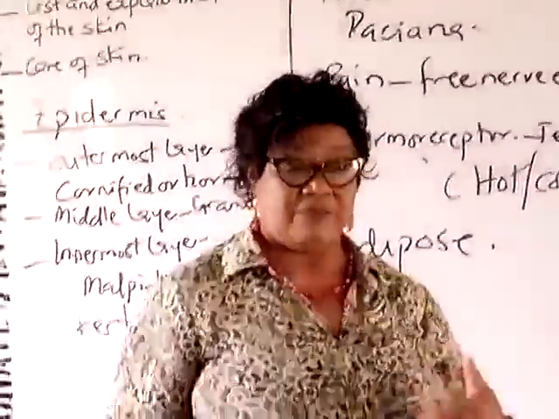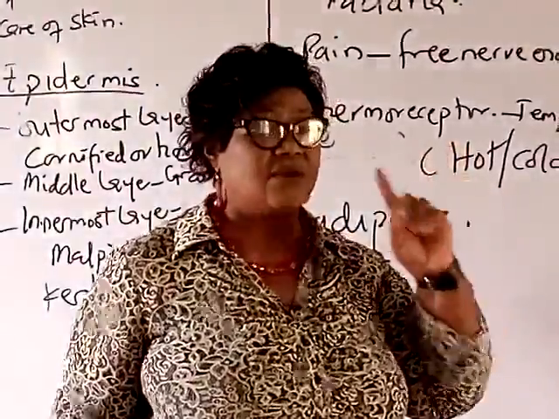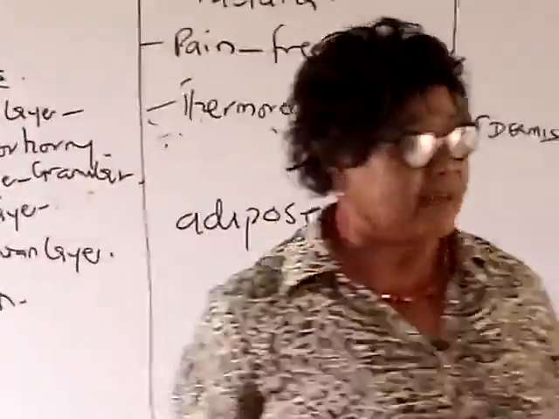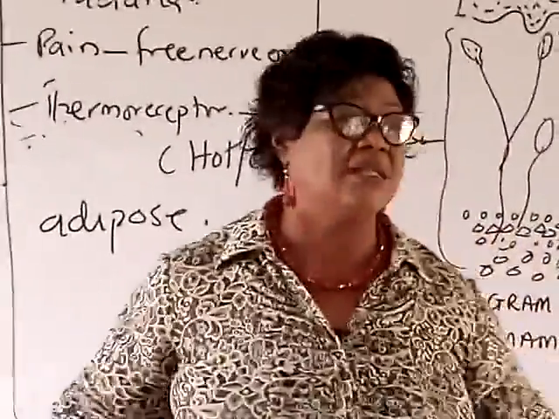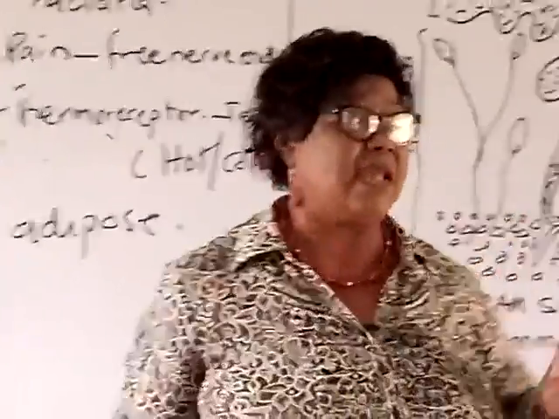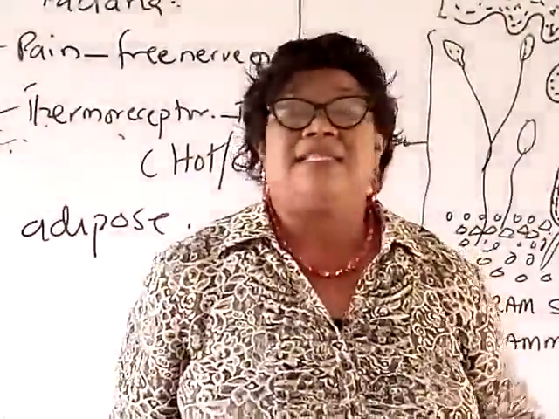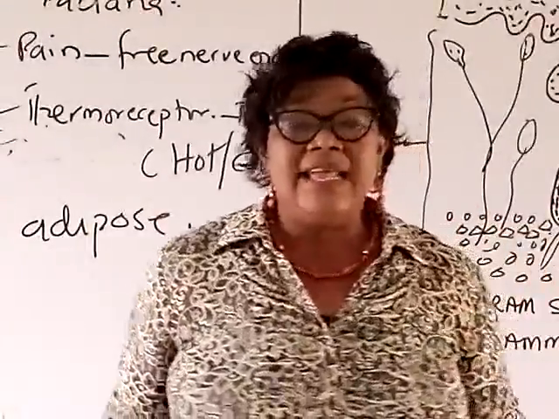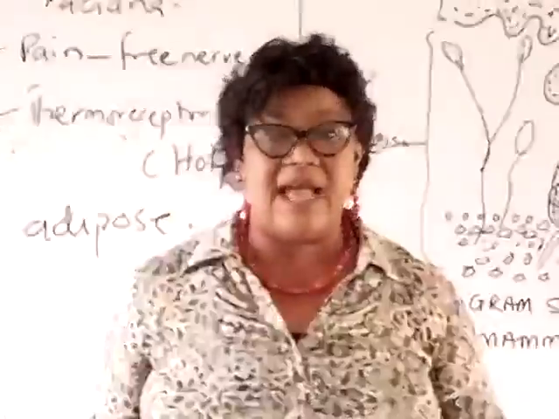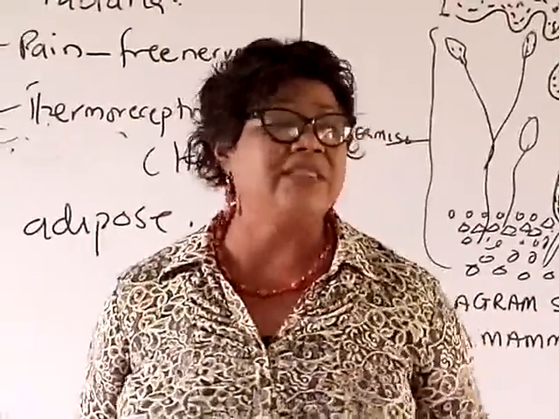Please don't forget that I've been talking concerning the skin as the single largest organ of the body, consisting of 2 major parts, the epidermis and the dermis. And when you look at the epidermis as the outermost layer or the outermost covering of the skin, it also consists of 3 main layers. The outermost layer known as the cornified or horny layer, the middle layer known as the granular layer, and the innermost part of the skin known as the Malpighian layer.